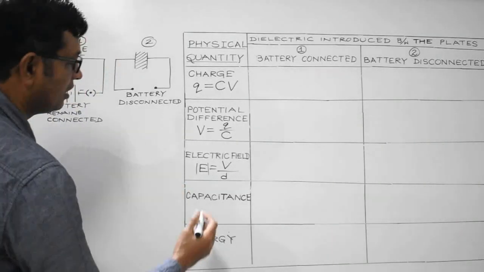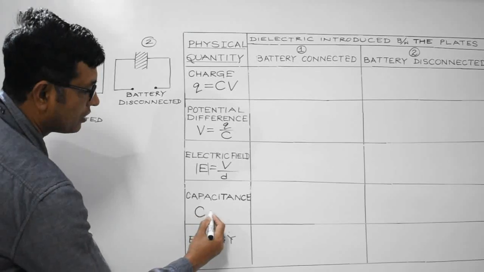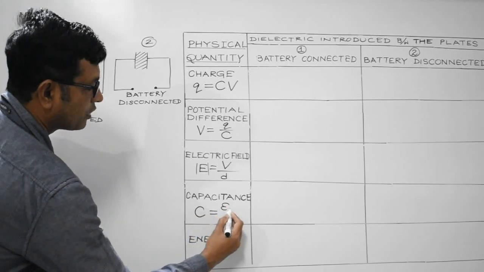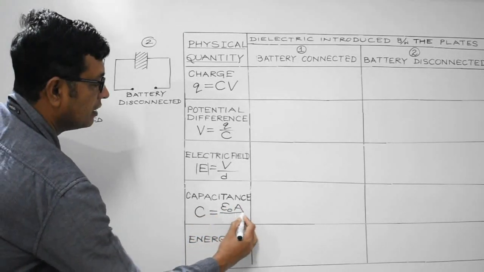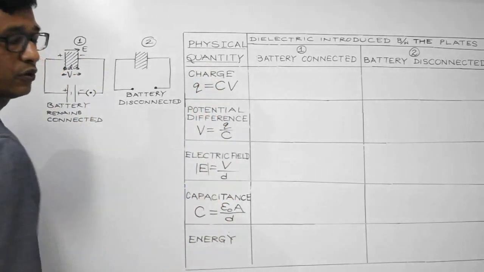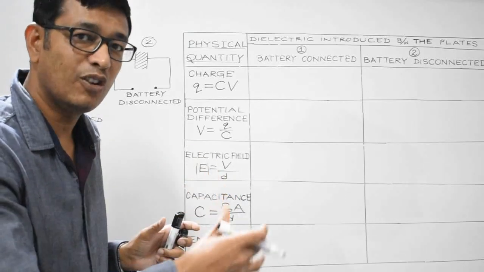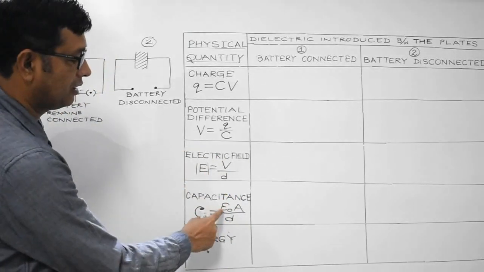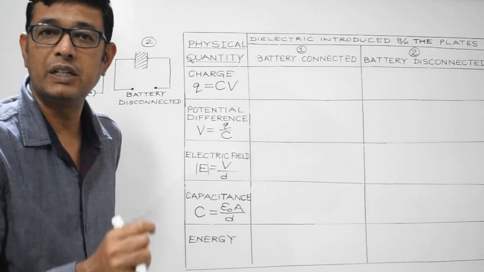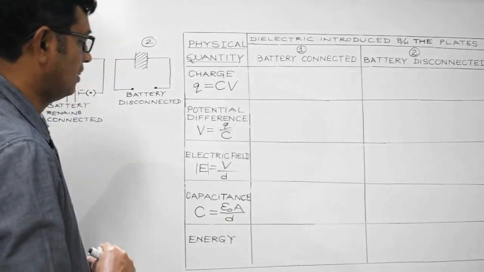Capacitance, we are all aware, the capacitance of a parallel plate capacitor is epsilon naught A by D. This is the original case where the space between the plates of the capacitor is filled with air or vacuum. Epsilon naught is the absolute permittivity of free space.